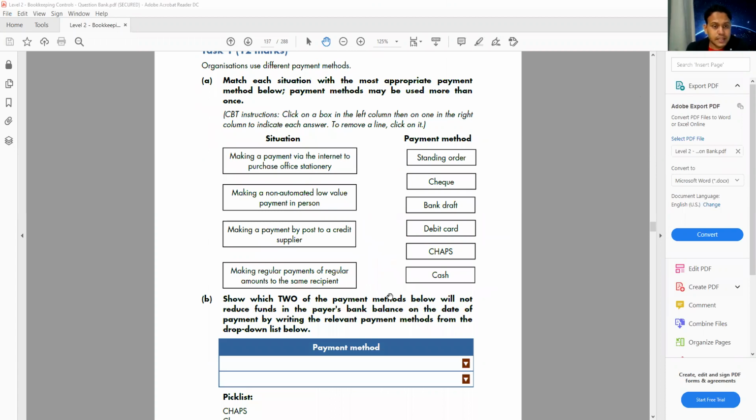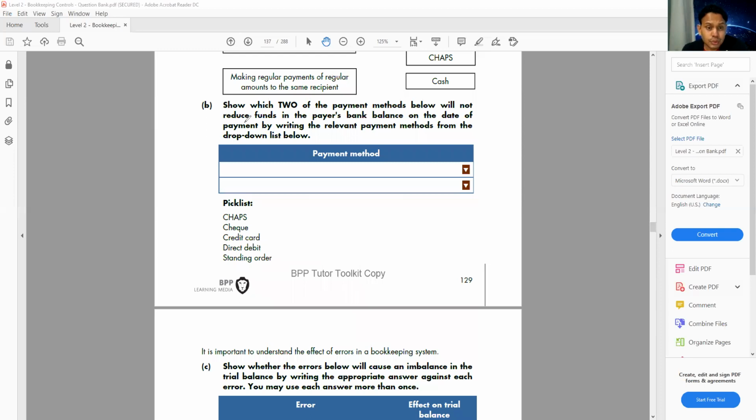In section B, they said, show which two of the payment methods below will not reduce the funds in the payer's bank balance on the day of the payment. Choose from the drop-down list. They are asking from the pick list which two payment methods the money doesn't go from the bank balance immediately. So if I make a payment now, the money will still be there. The money will not go from the bank immediately. So which two methods do we have?